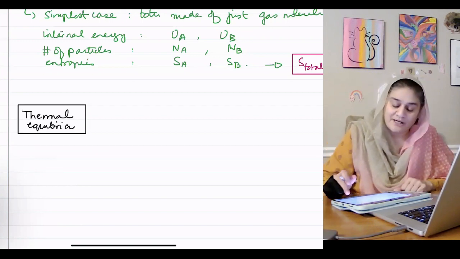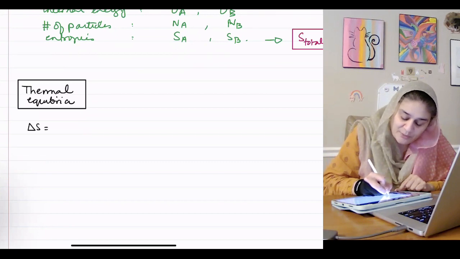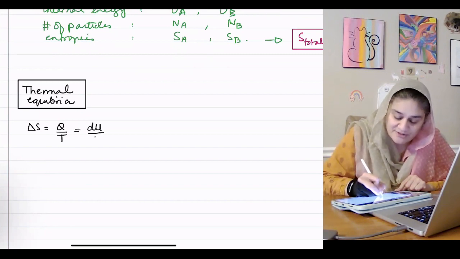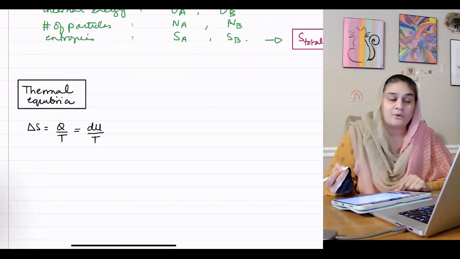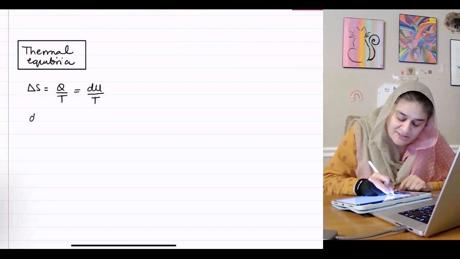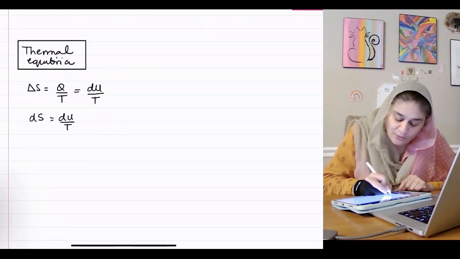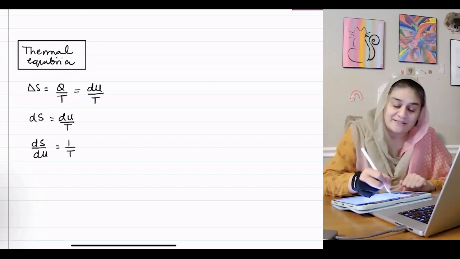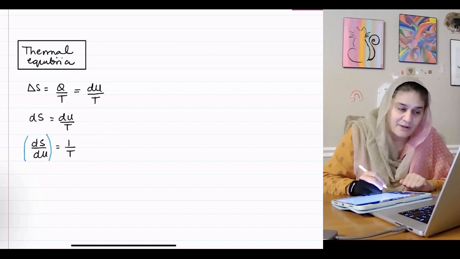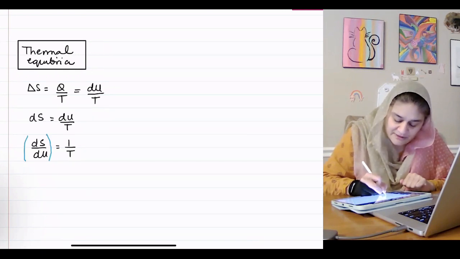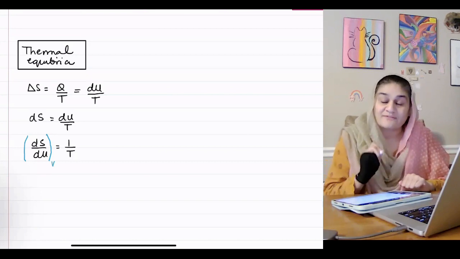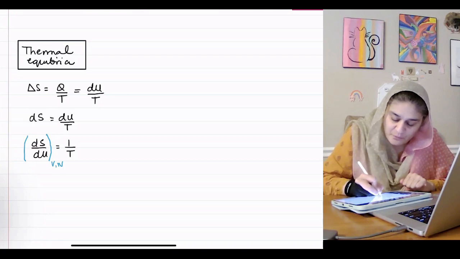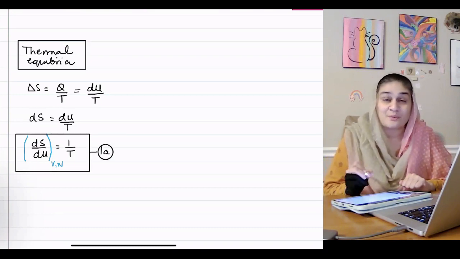So from my second law of thermodynamics, what do I know? I know delta S equals Q over T. And from my first law of thermodynamics, I can rewrite this as dU over T. Or I can also rewrite this as dS equals dU over T, or dS over dU equals 1 over T. So usually when you see this written out, it will be written out like this, with V and N. What that means is that this condition holds for when V and N are held constant or fixed. I'm going to call this equation 1A.